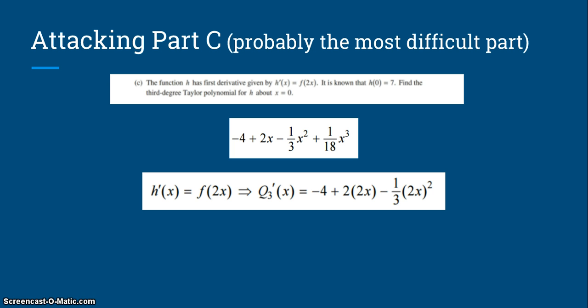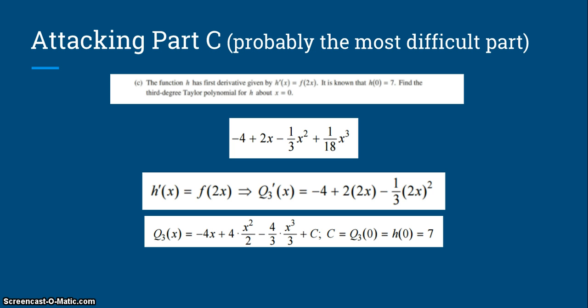So we plug in the 2x, so we get q prime. That's basically just plugging in, this is our f of 2x. And then since we have h prime of x and we're trying to find h, we solve for the antiderivative. We antiderive this Taylor polynomial just like we antiderive any other equation, and we have some plus c's from antideriving it.